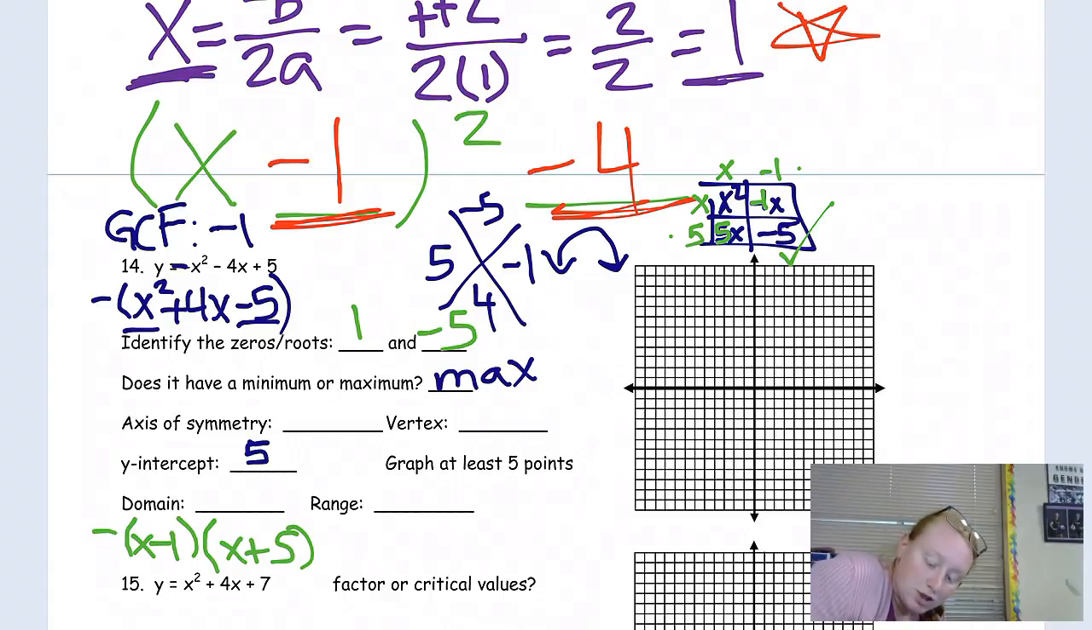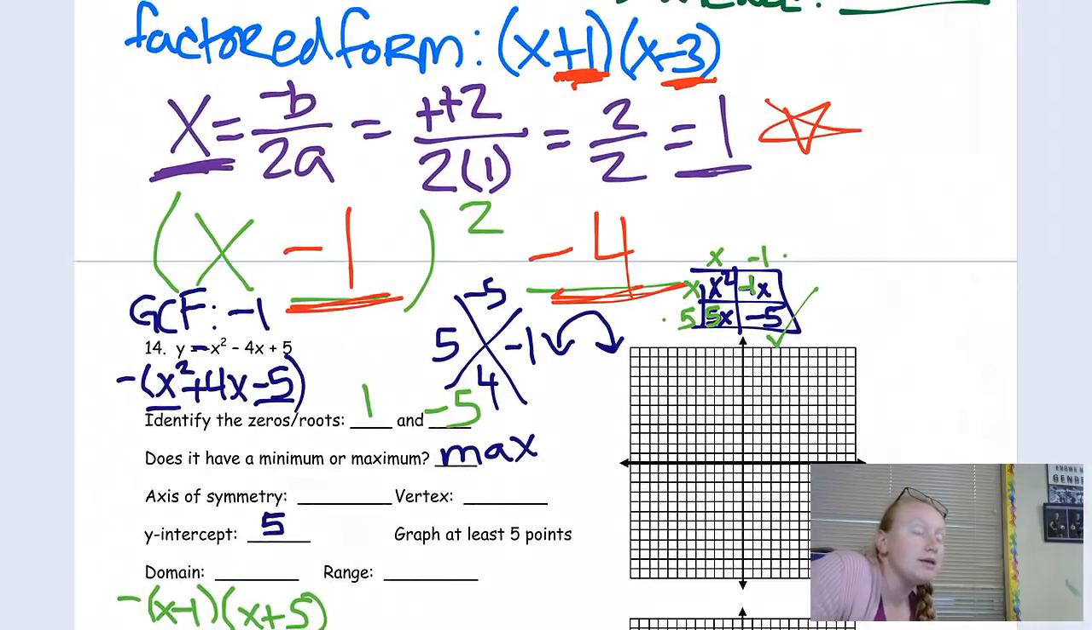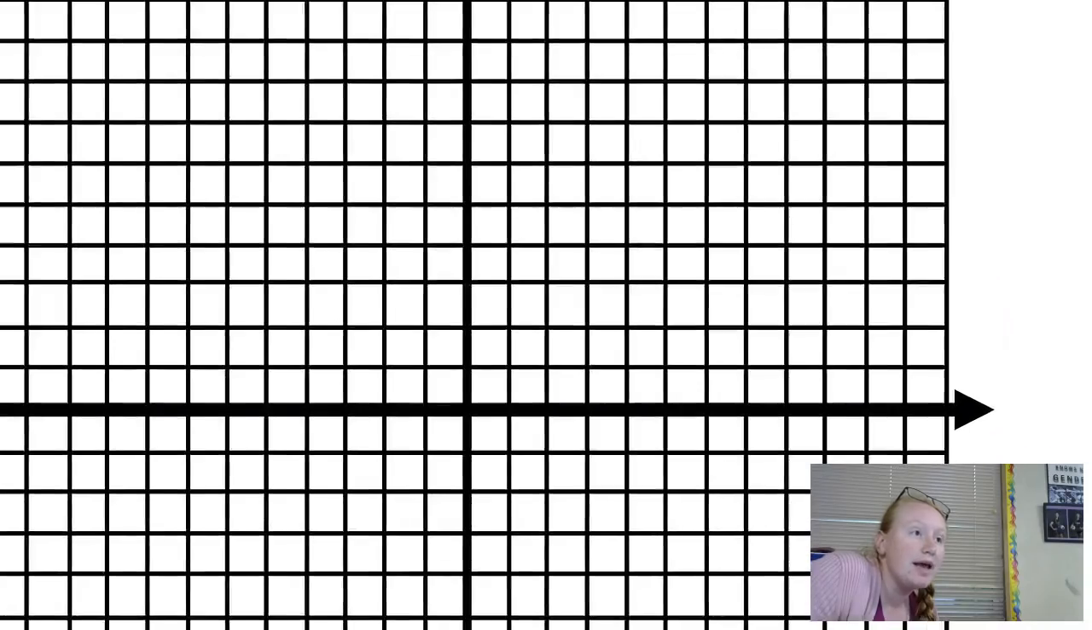I'm going to zoom in. I'm going to put my points on +1 and -5. +1, -5. 1, 2, 3, 4, 5.